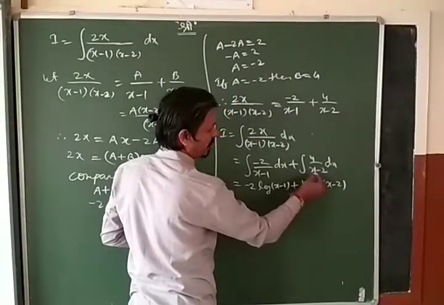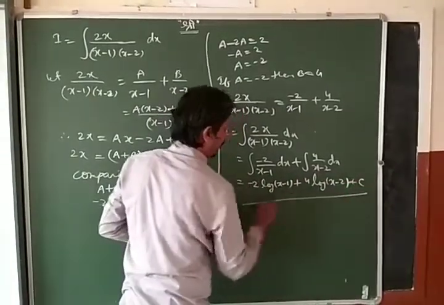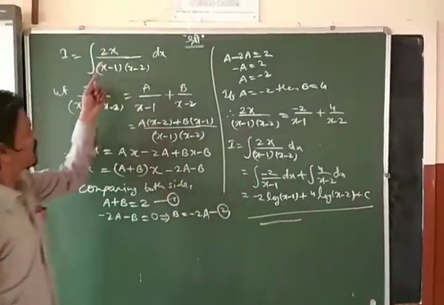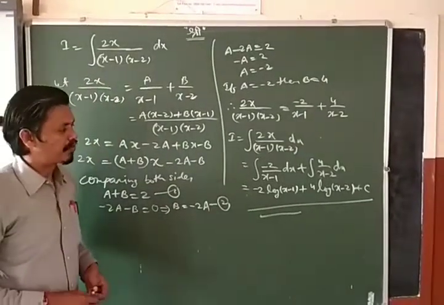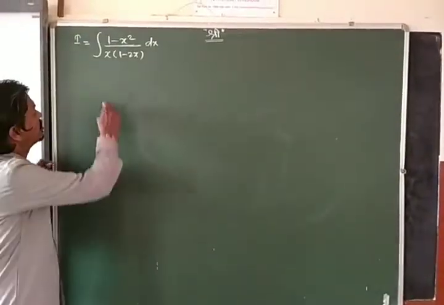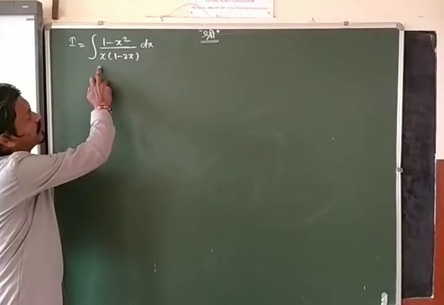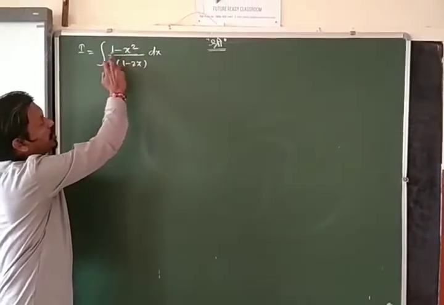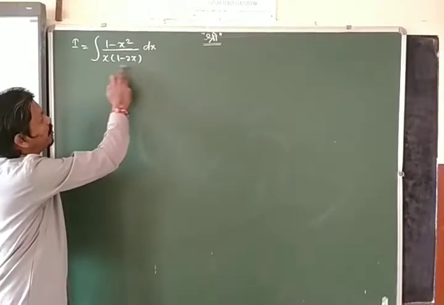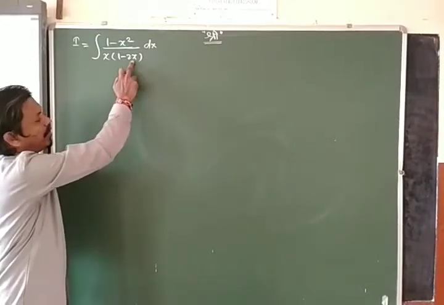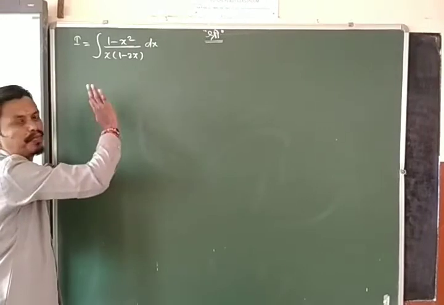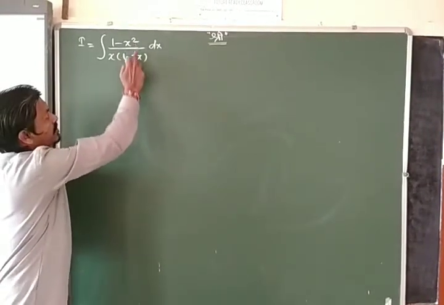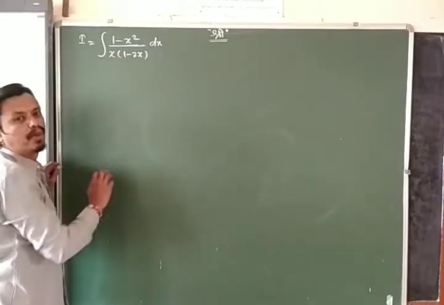Again, the quotient of x is 1, so this is our integration of 2x upon x minus 1 into x minus 2. Okay? Now the question is integration of 1 minus x square upon x into 1 minus 2x. Here, the degree of the numerator is 2, and the degree of the denominator, x into minus 2x, will be minus 2x square, so the degree is also 2. So the degrees are same.